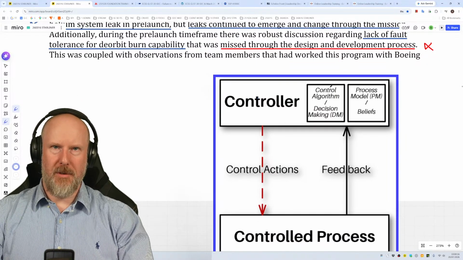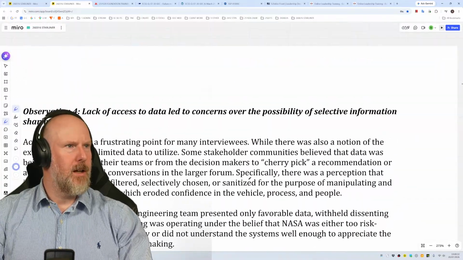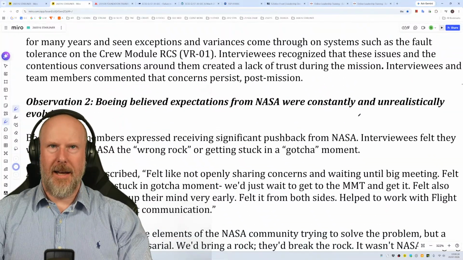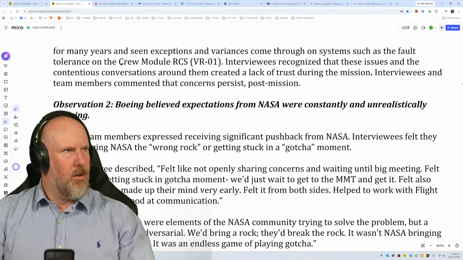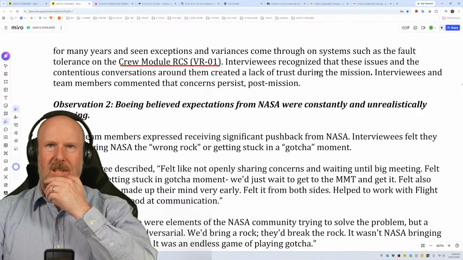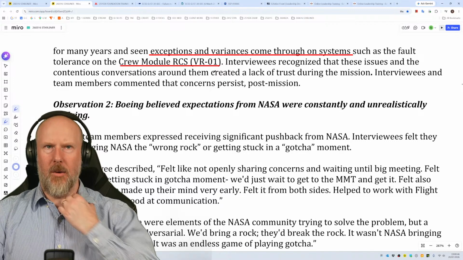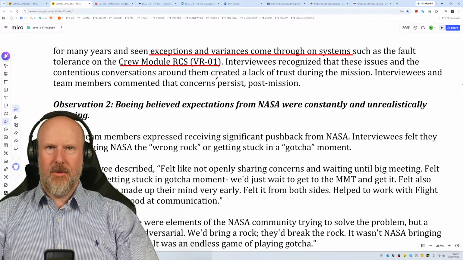Anyway, this was coupled with observations from team members that had worked this program with Boeing for many years, and seen exceptions and variances come through on systems such as the fault tolerance on the crew module reaction control system. Interviewees recognise that these issues and the contentious conversations around them created a lack of trust during the mission. Interviewees and team members commented that concerns persist post-mission.